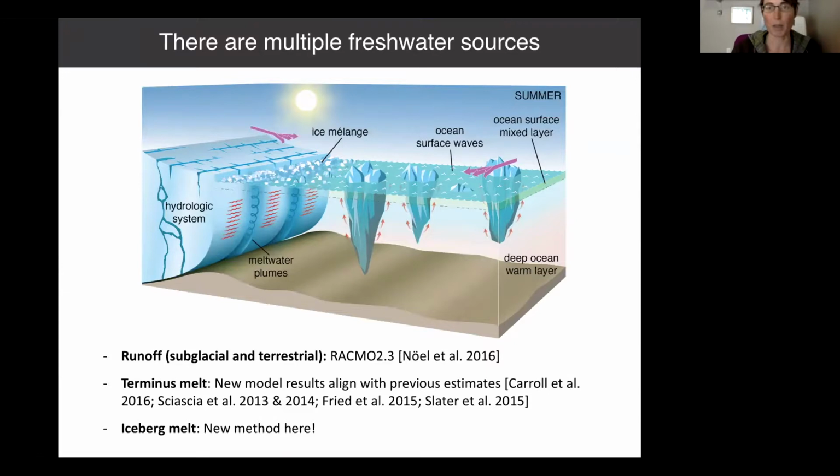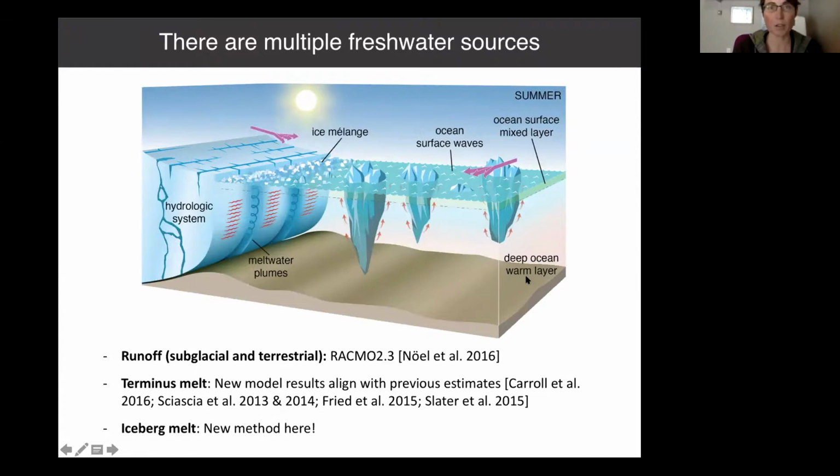And that's what we developed our new method for, looking at iceberg melt so that we were able to capture where freshwater is being produced at depth and at different locations in the fjord. So here in summer, I just want to point out some of the features of the system. We have a developed hydrologic system over on the ice. We still have our ice melange that we see year round, surface waves, a mixed surface ocean layer on top, and this deeper warm ocean layer below.